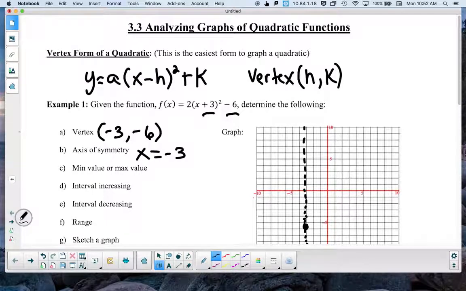The max or the min. So when we look at this equation, the a value is +2. So this is going to be a parabola opening up. So it's going to have a minimum value. So we have a minimum value at -6 when x is -3.